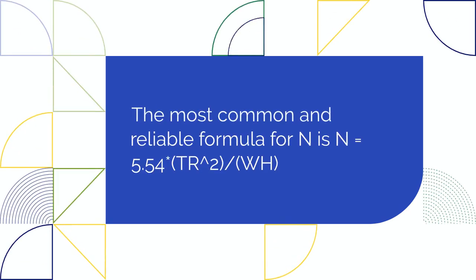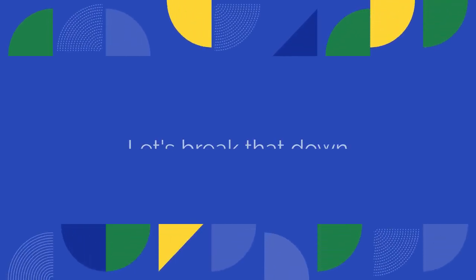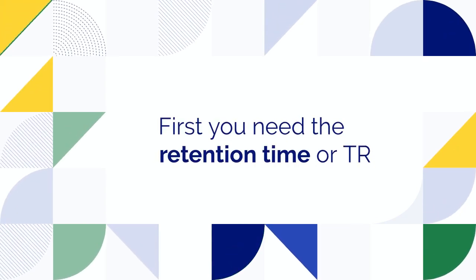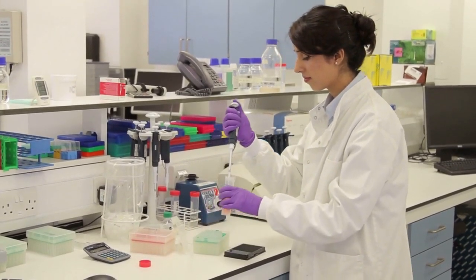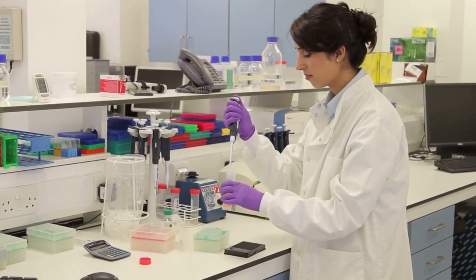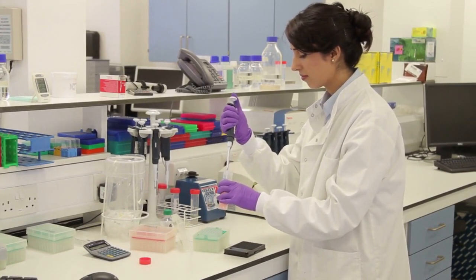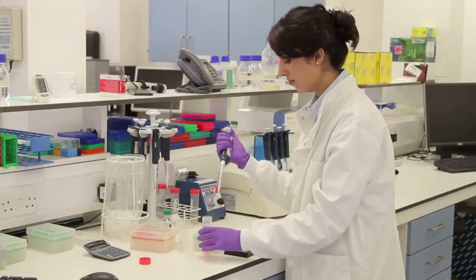The most common and reliable formula for N is N equals 5.54 times the quantity of retention time divided by the peak width at half height, all squared. Let's break that down. First, you need the retention time, or TR. This is simply the time it takes for your compound to travel from the injector to the detector, which you find at the very top of your peak on the chromatogram's time axis.